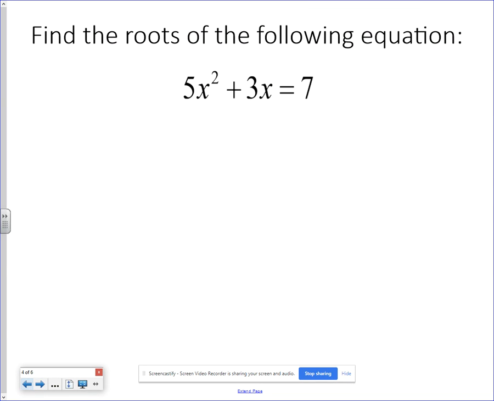So now let's go ahead and look at this equation right here: 5x squared plus 3x equals 7. We need to find our a, b, and c in order to use the quadratic formula. But in order to do that, we need it to be in standard form, ax squared plus bx plus c equals 0, and here we don't have that. What we're going to need to do is take this 7 and subtract it from both sides to make the left-hand side equal to 0.